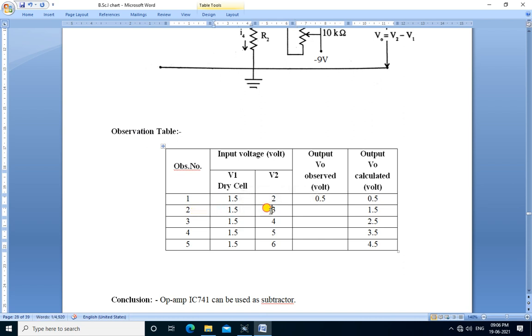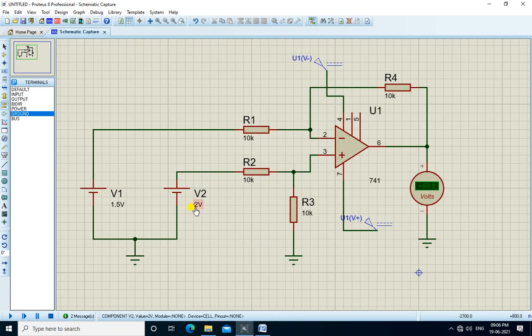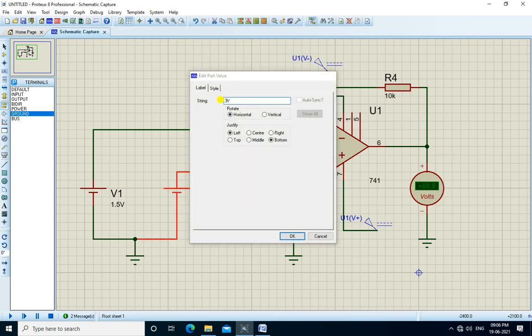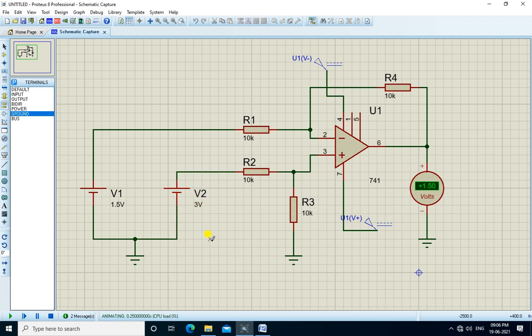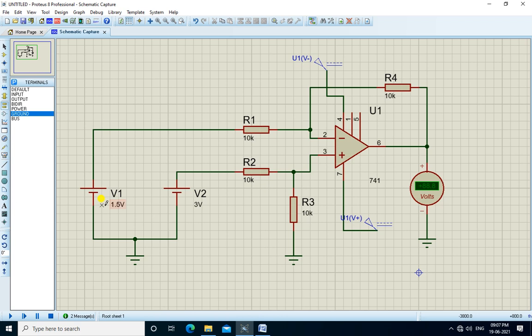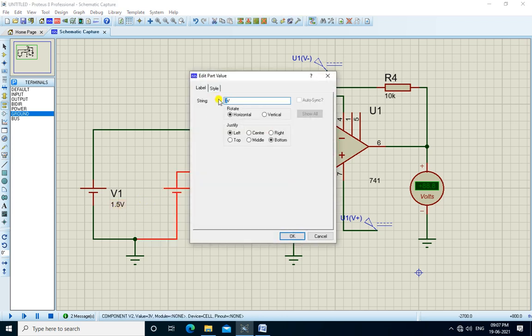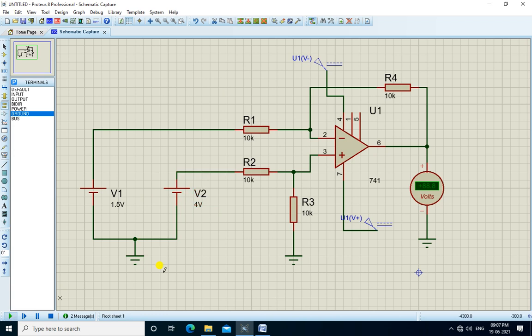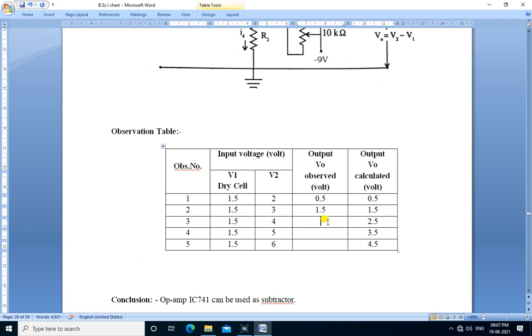input is 1.5 and 3 volt. We change this V2 to 3 volt and run the simulation. We get the output 1.5 volt. Note down this reading. Next observation, V1 is 1.5, V2 is 4 volt. Run the simulation. We get the output 2.5 volt. Note down here. Next observation, V1 is 1.5, V2 is 5.